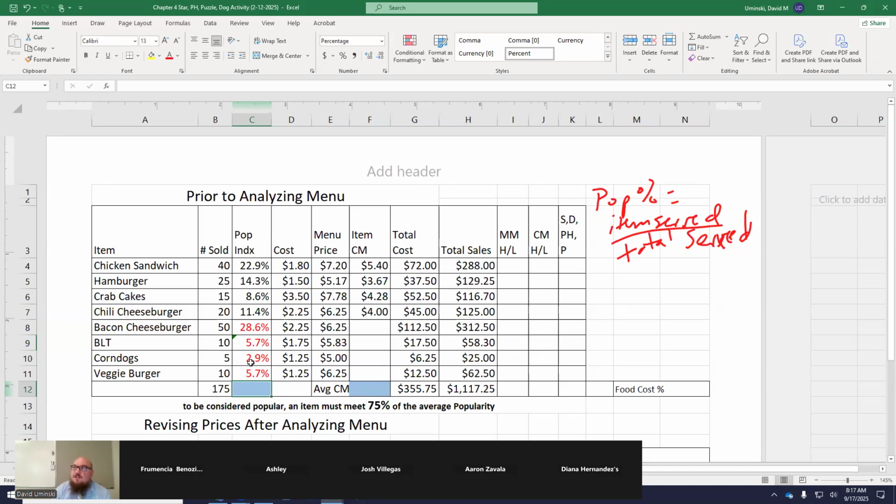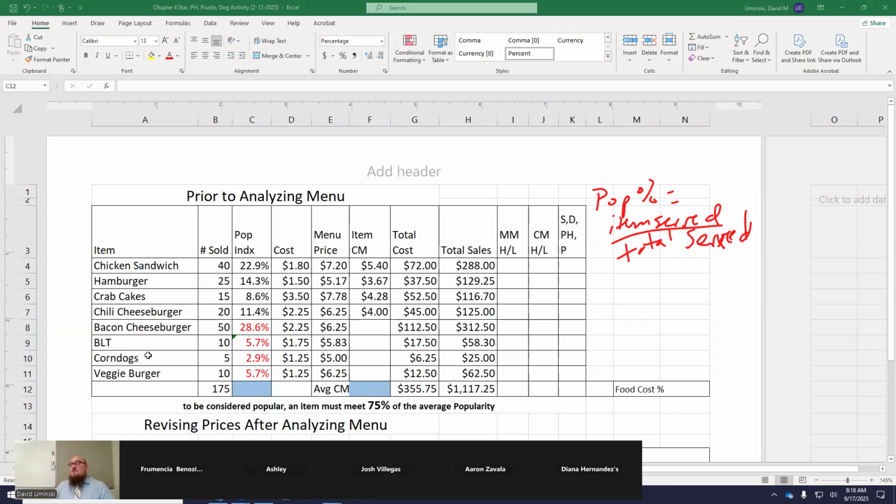Questions, comments, concerns about finding that popularity percentage? So which one is our most popular? Bacon cheeseburgers. Excellent. Which one's our least popular? It's our corn dogs again. So those are our high and our low. But how do we determine what is high or low? How do we find that popularity benchmark? Is it over or under a percentage, right?